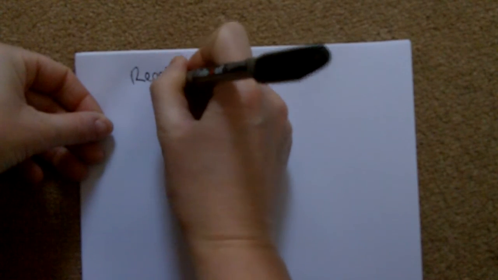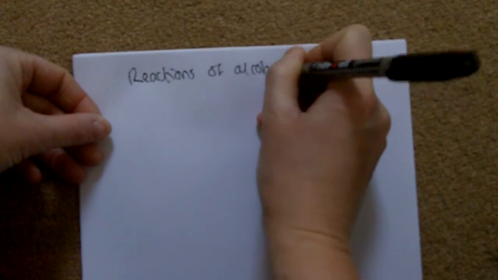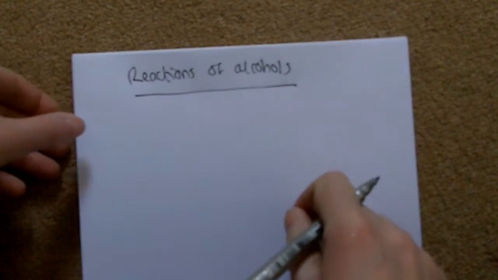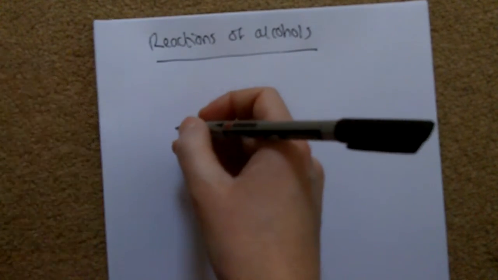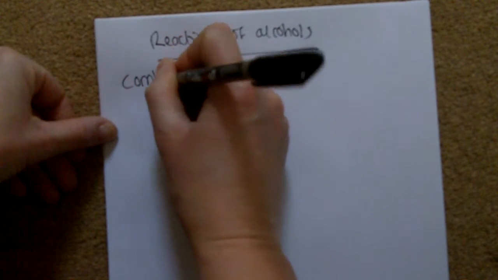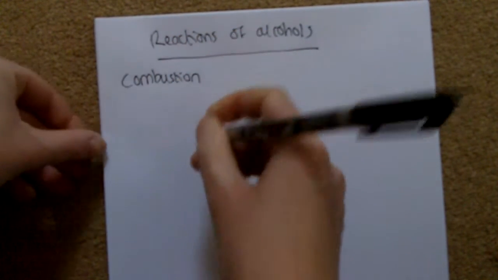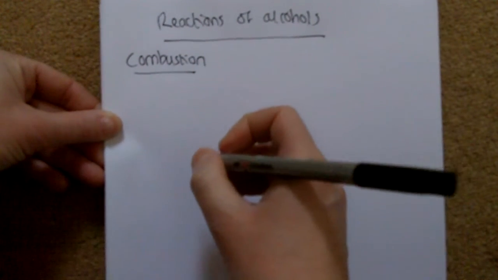So we're going to do reactions of alcohols. Okay, reactions of alcohols. Right, so the first reaction of alcohols is combustion. They are very good fuels. They release a lot of energy. Exothermic, release a lot of energy when combusted.